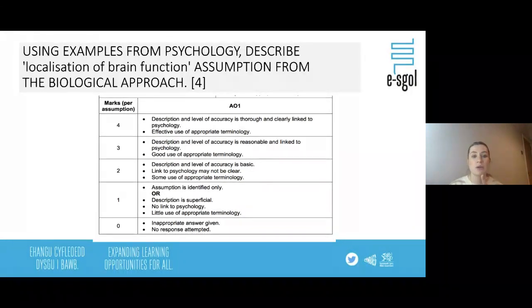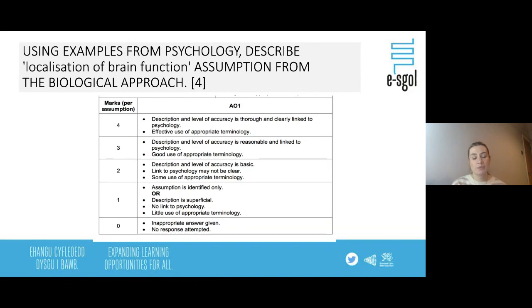Okay, let's have a look at this one. So this is also an assumption of the biological approach. It says, using examples from psychology, describe localization of brain function assumption from the biological approach. And again, it's 4 marks. The mark scheme is exactly the same. So description and level of accuracy is thorough, and we have an effective use of appropriate terminology. That's what we want to get right at the top of that mark band.